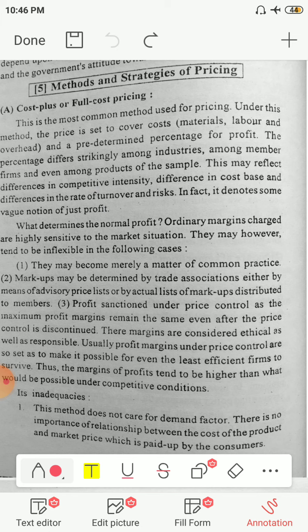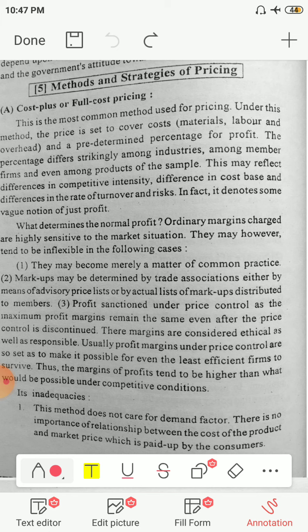Markups may be determined by trade associations, either by means of an advisory price list or by an actual list of markups distributed to members. Most industries have trade associations which decide the price of their product. You may come across Xerox shops where a printout is stuck on the wall where the price of Xerox is written as decided by the Xerox association.